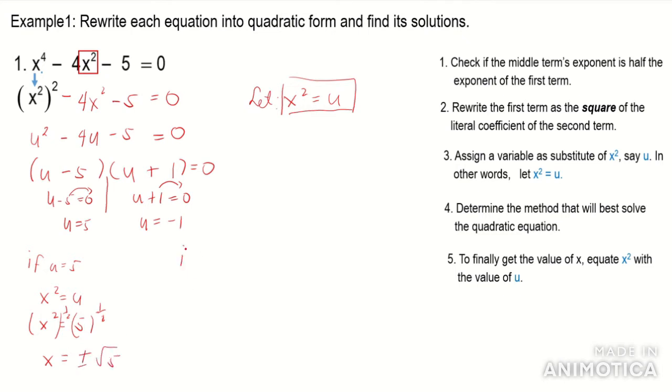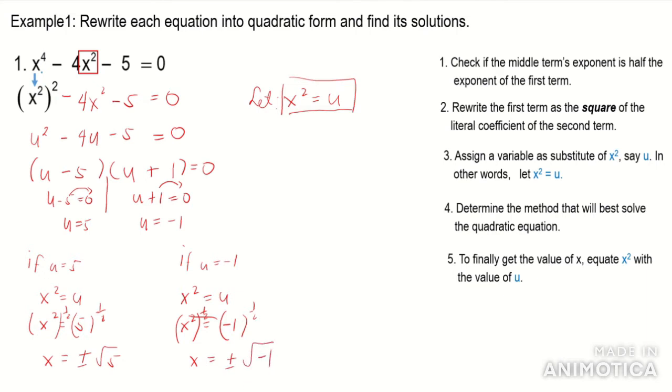Then what if our u is equal to negative 1? Then we go back to this equation. X squared is equal to u. So you have x squared, our u is equal to negative 1. We need x, so we are going to raise it to its reciprocal, the reciprocal of 2, which is 1/2. Okay. So we have x now is equal to positive negative square root of negative 1.